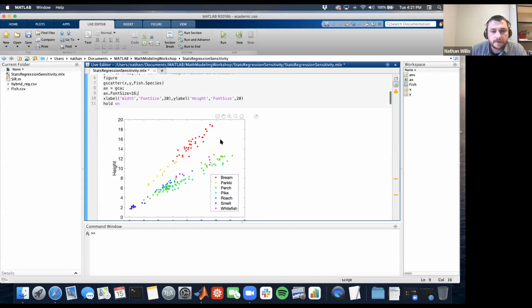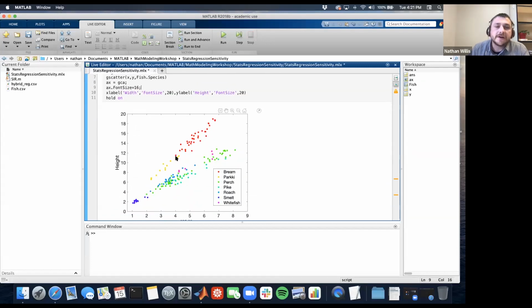There we go. We see very clearly now, if the colors are coming through clearly on the zoom, that the bream and the parky are the yellow and the red, and that's this first group. And then the other 5 fish make up this group here.